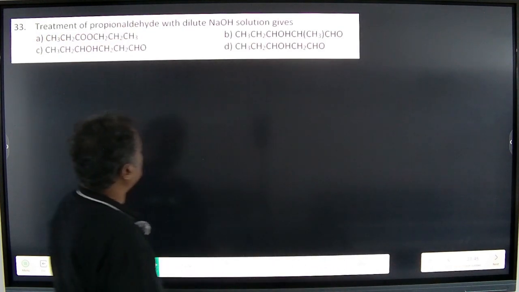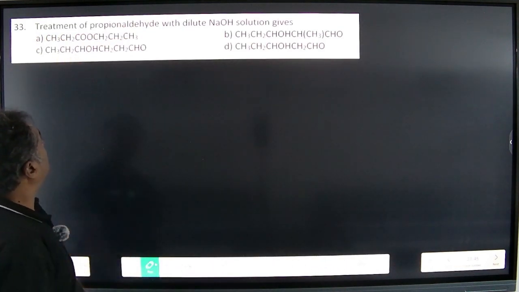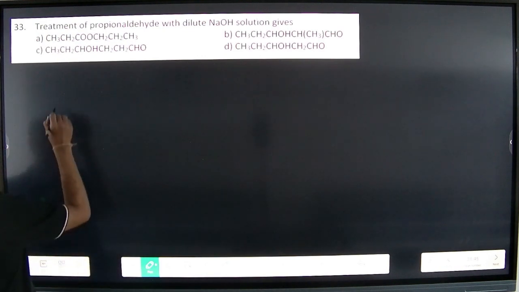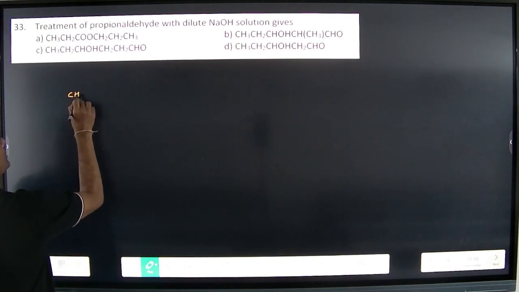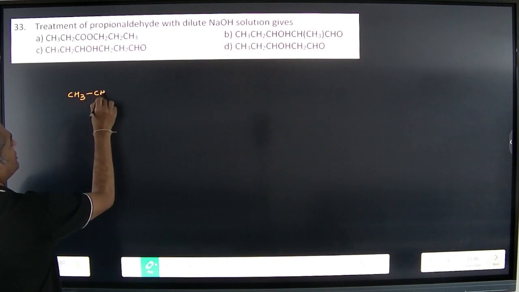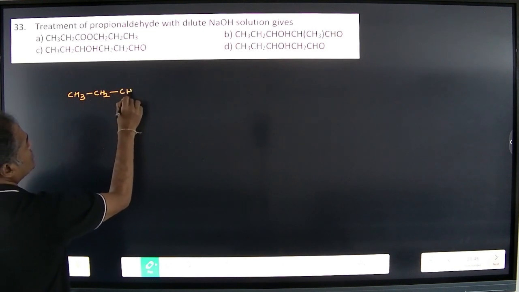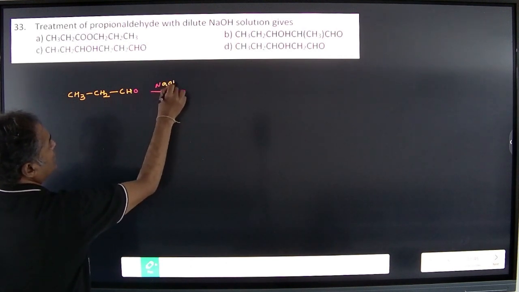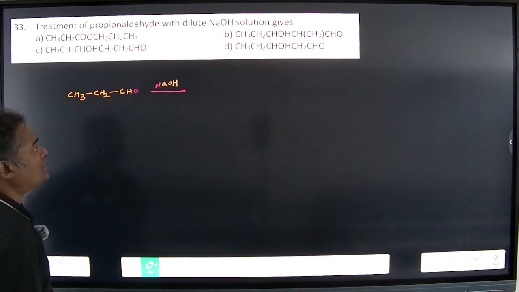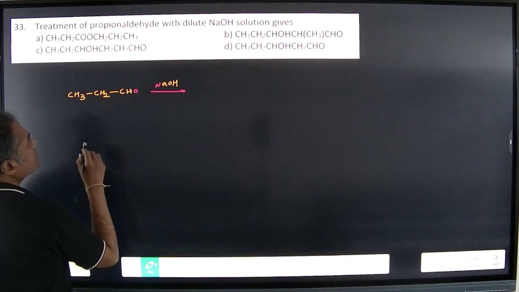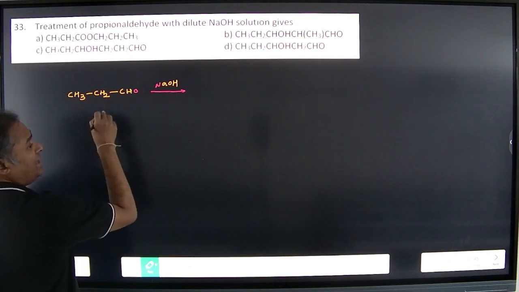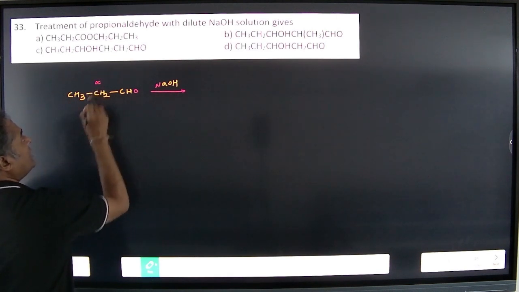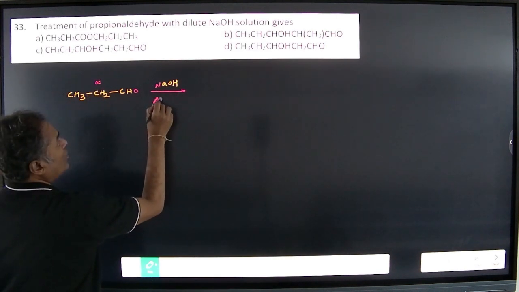Let's take the next question. Now see what they have given. Treatment of propionaldehyde with dilute NaOH. Before we start anything, let's put it over here. Is it the propionaldehyde what you have got? First of all, tell me, when you treat this with a base, what happens? Whenever an aldehyde which contains alpha H is treated with a base, obviously it will like to undergo aldol. So this is an aldol condensation.